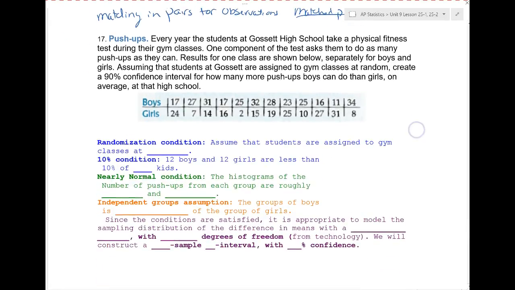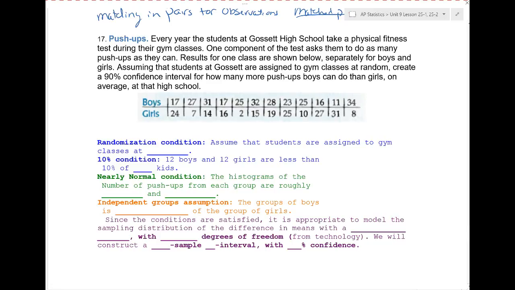So let's go back to this one right here and talk about what's going to be the best type. Is it going to be with 2 samples or with a matched pair design? Let's read number 17 together. Push-ups. Every year, the students at Gossett High School take a physical fitness test during their gym classes. One component asks them to do as many push-ups as they can. Results for one class are shown below, separately for boys and girls. Assuming the students at Gossett are assigned to gym classes at random, create a 90% confidence interval for how many more push-ups boys can do than girls on average at the school.